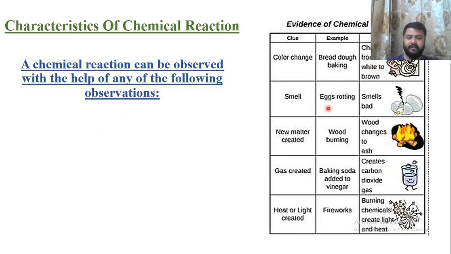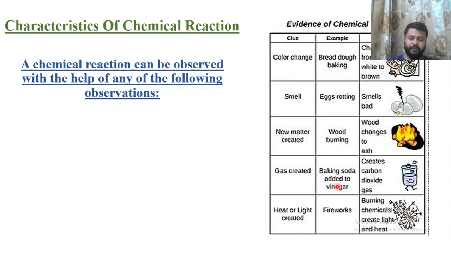Smell change. Sometimes an egg rots when we are not keeping it in the fridge, and it gives some particular smell. This bad smell of the egg is the indication of a chemical change, given by the change in smell. New matter is created. Wood burns, or you can say wood reacts with atmospheric oxygen and gives you ash, which is a totally different thing from the wood.